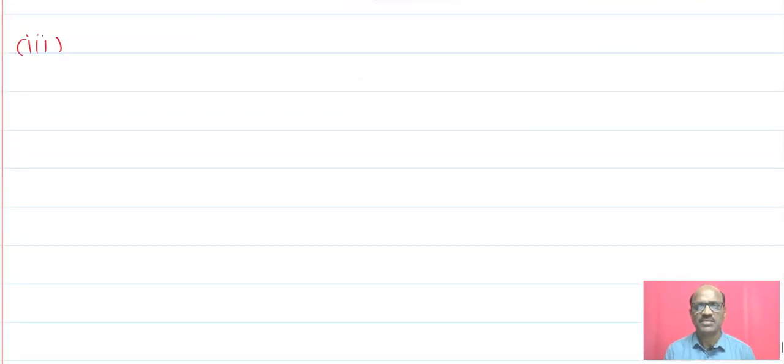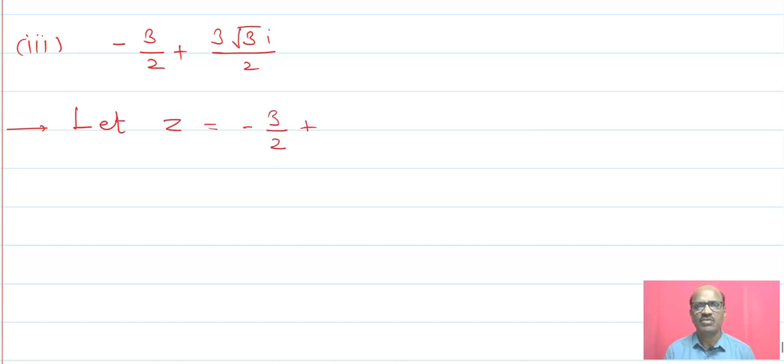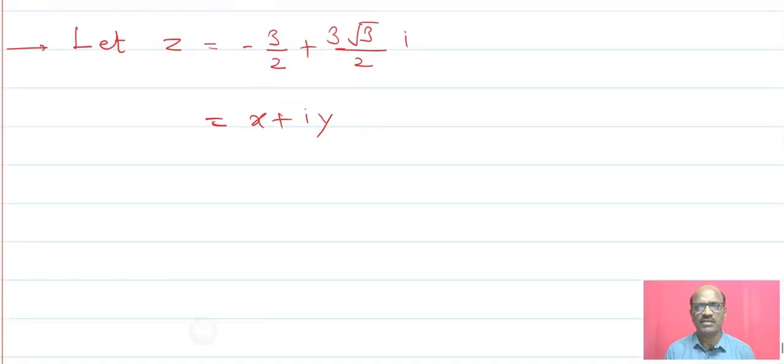Now, next example, number 3, minus 3 by 2 plus 3 root 3 i upon 2. Now here again the complex number z is equals to minus 3 by 2 plus 3 root 3 upon 2 i. Now this is z is equals to x plus iy.